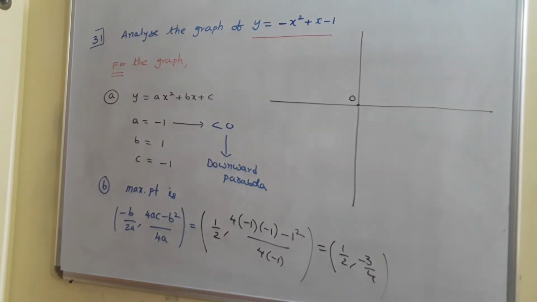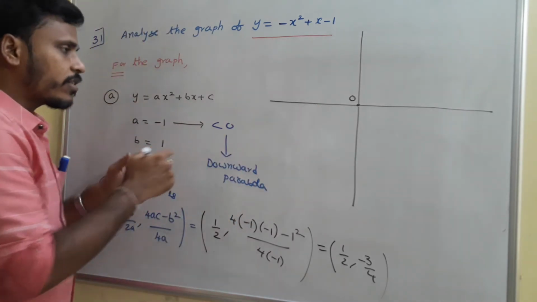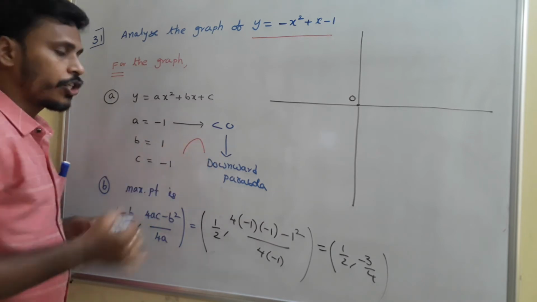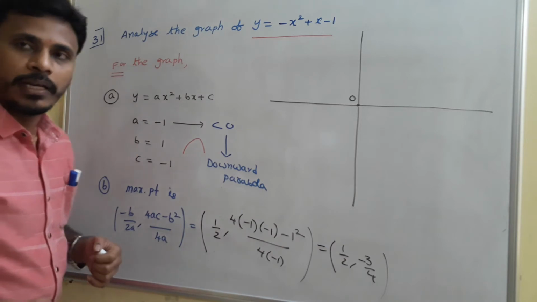From these 4 points A, B, C, D, we need to sketch the graph. So x-axis, y-axis and origin. See, the graph is a downward parabola. Downward parabola in the sense the graph will be in this shape. And the maximum point is 1 by 2 comma minus 3 by 4.